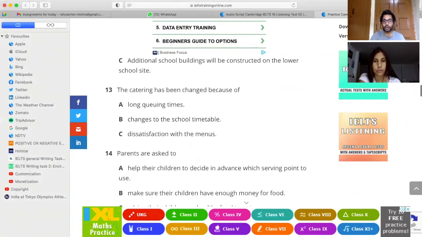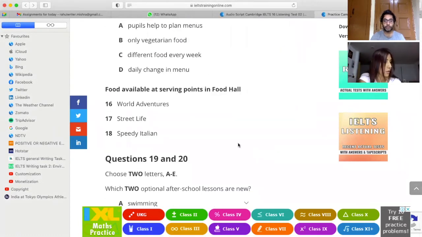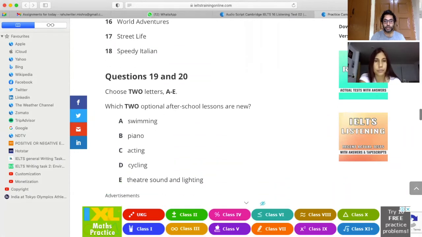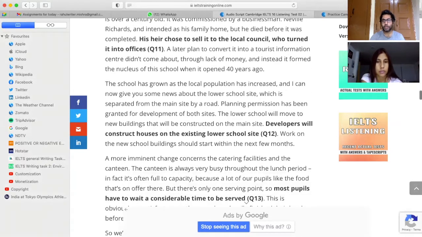Okay. 19 is right, 20 is wrong. What are the two options that you chose? Which two optional after school lessons are new? I chose C, which is acting, and E, theater sound and lighting.